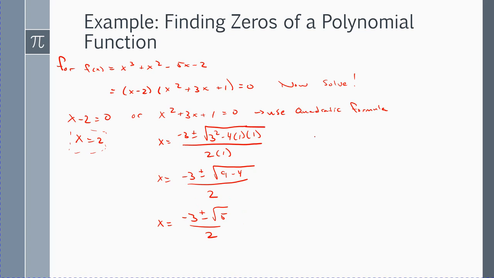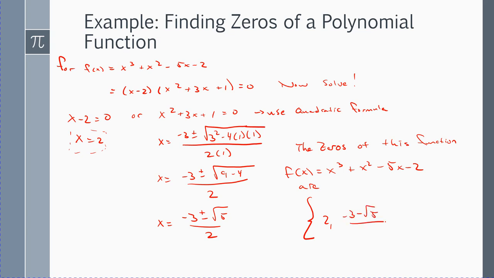So I got two solutions here, right? So the zeros of this function, my function was originally f of x is equal to x cubed plus x squared minus 5x minus 2, are this solution set: 2, and then minus 3 minus the square root of 5 over 2, and then minus 3 plus the square root of 5 over 2. And I was able to do this by using synthetic division and the rational zero theorem.